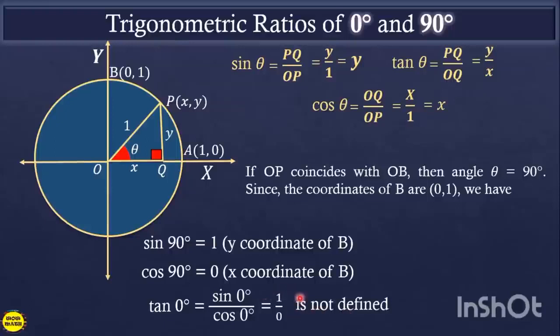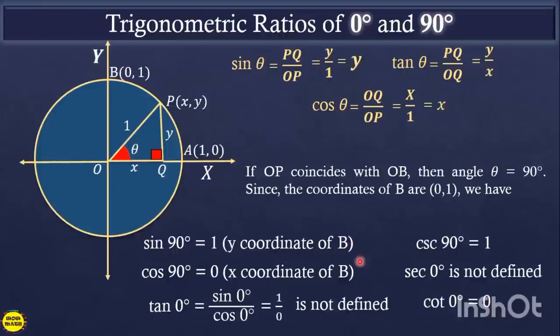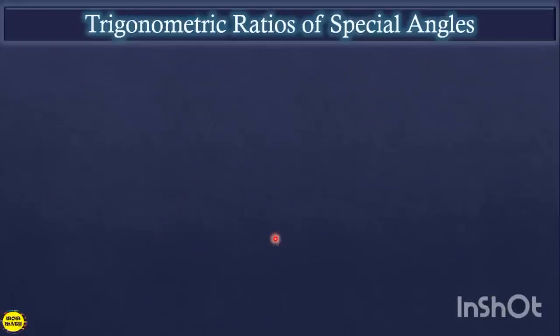Okay? Any number divided by 0 that is not defined. So, that is undefined. And then, let's just get the reciprocal. So, this is 1. Your secant 90 degree is not defined kasi 0 po ito. And then, for cotangent 90 degree, that is 0. Okay? So, these are the 6 trigonometric ratios of 90 degree angle. Let's have the summary.